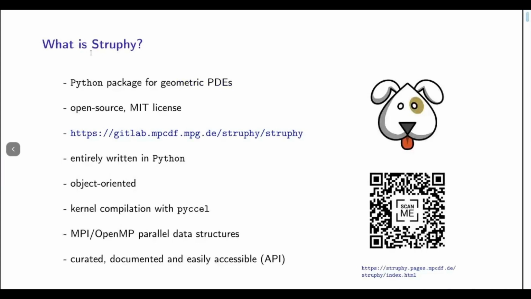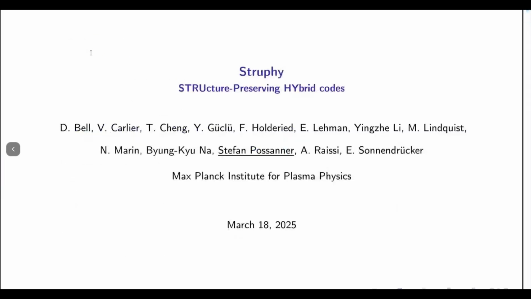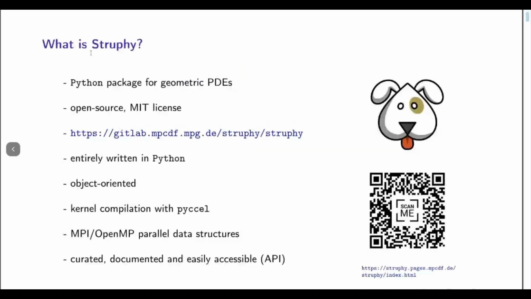What is Struphy? First of all, it stands for Structure Preserving Hybrid Codes. I will clarify later what we mean by structure preserving and what we mean by hybrid. In essence, it's a Python package for solving geometric partial differential equations. It's open source with an MIT license. You can check out the repository. It's on our Max Planck GitLab.